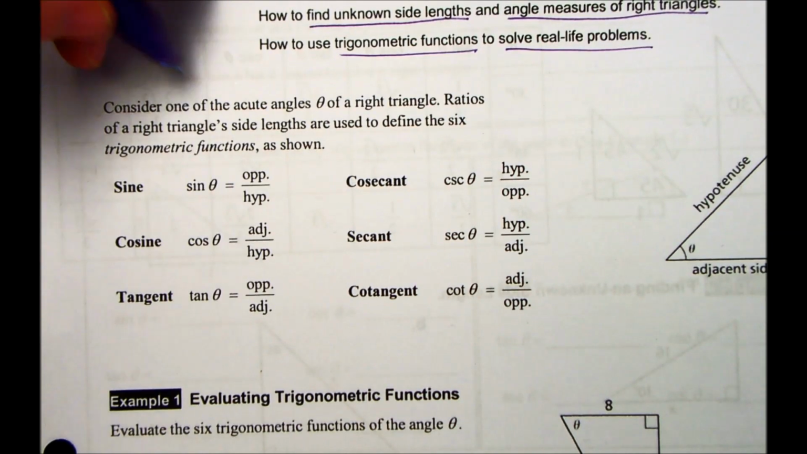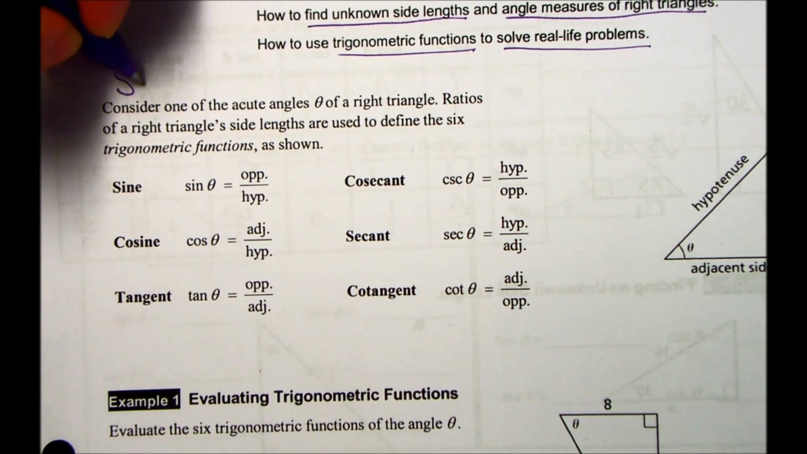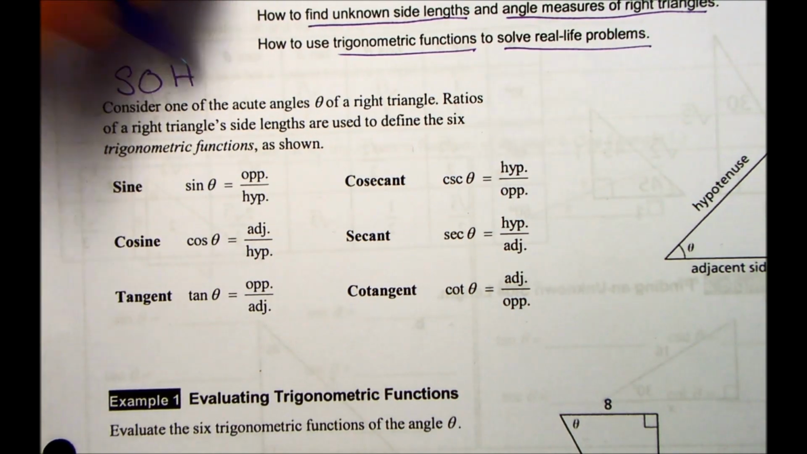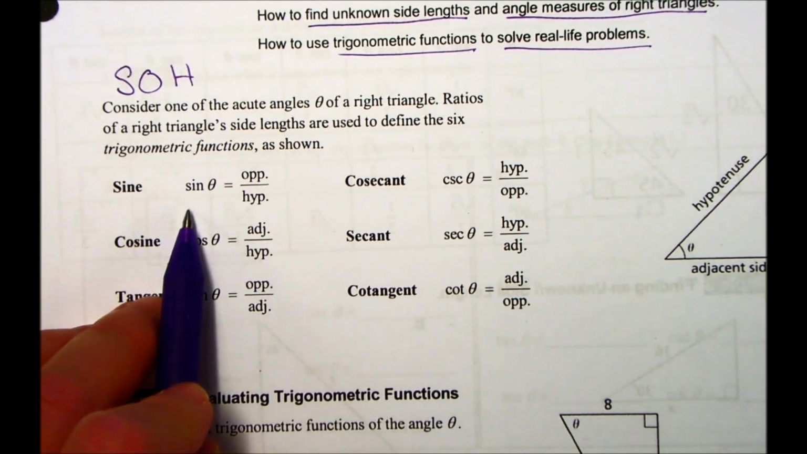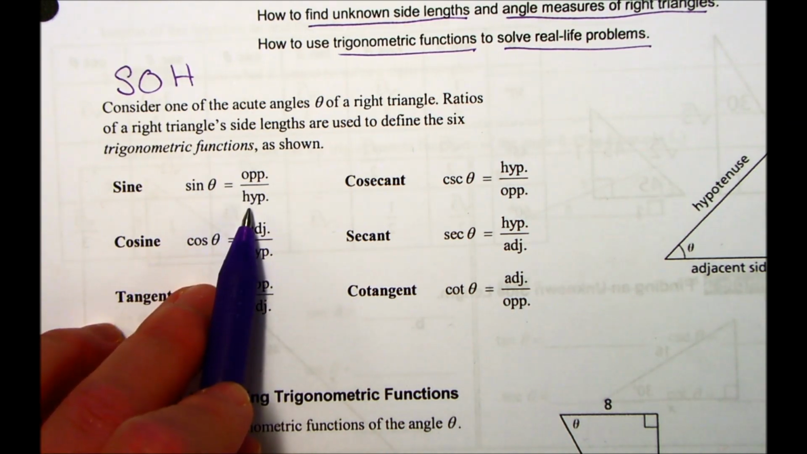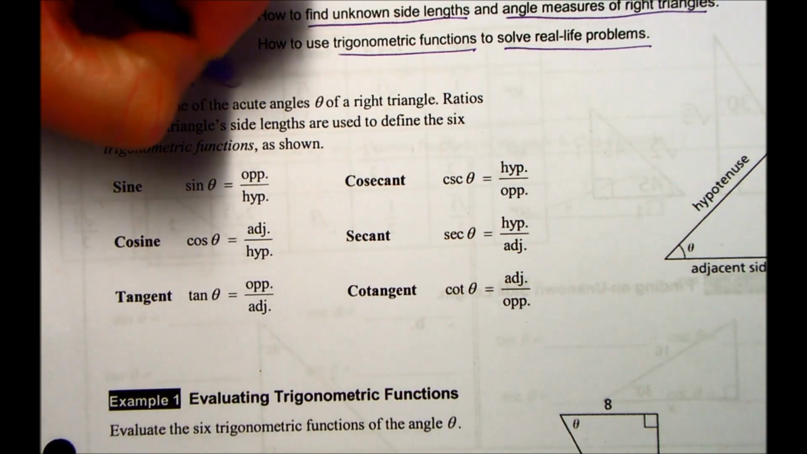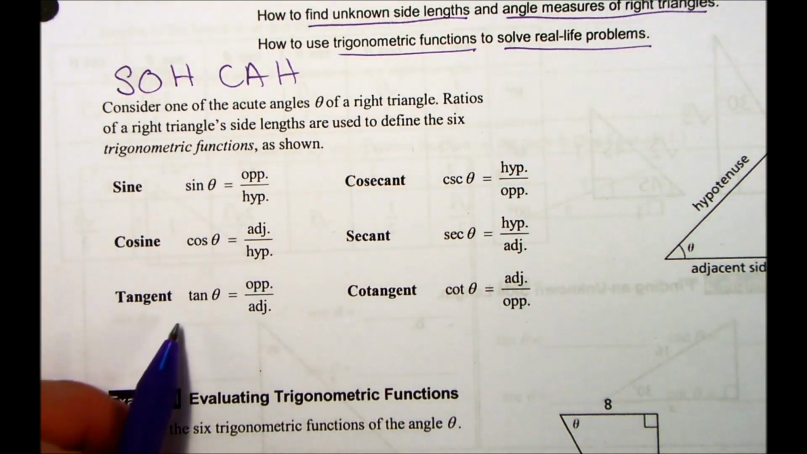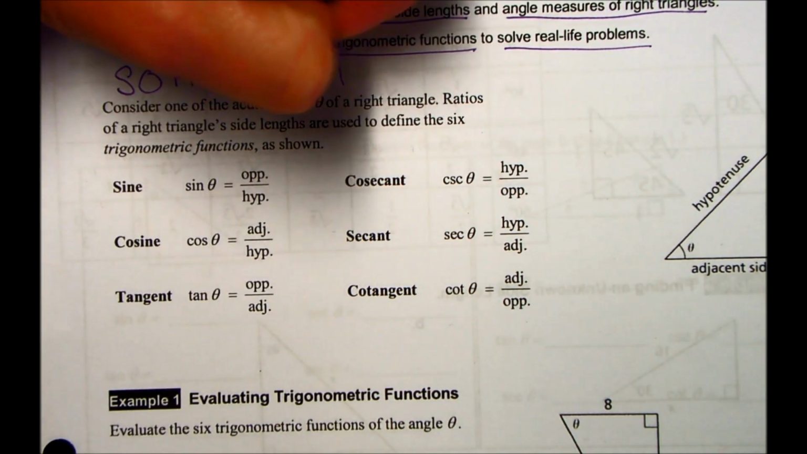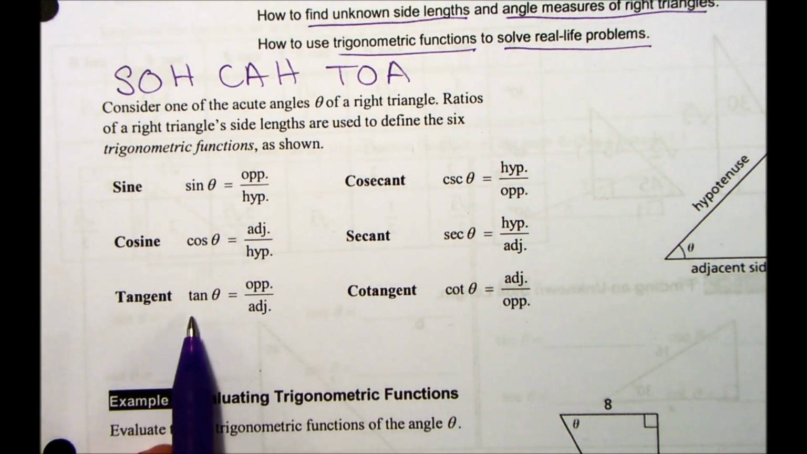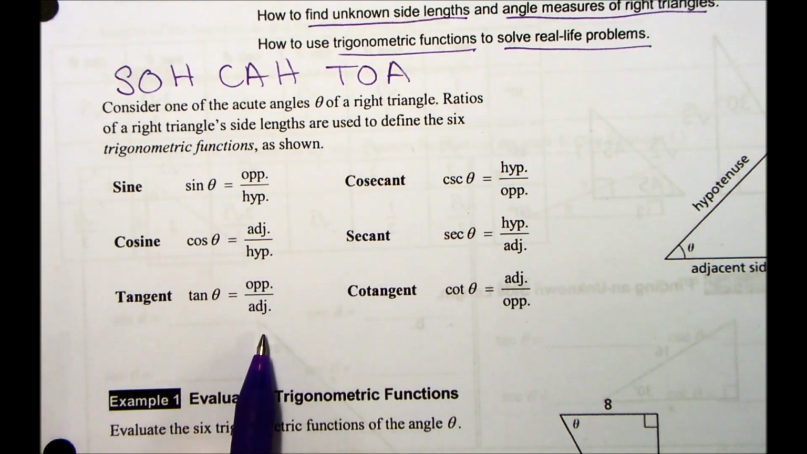All right, so SOHCAHTOA, most of you are familiar with. That's the abbreviation for sine equals opposite over hypotenuse. SOH was the SO for sine theta equals opposite over hypotenuse. Ka, which is CAH, and then TOA, for tangent theta equals opposite over adjacent.